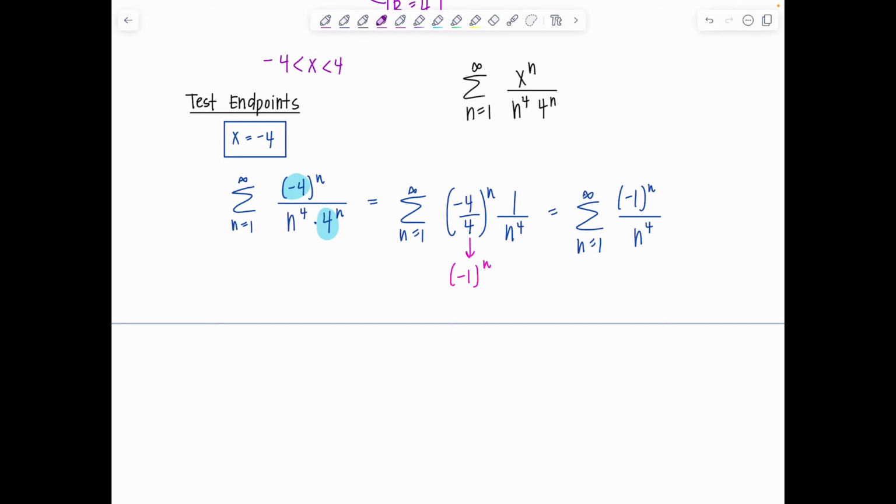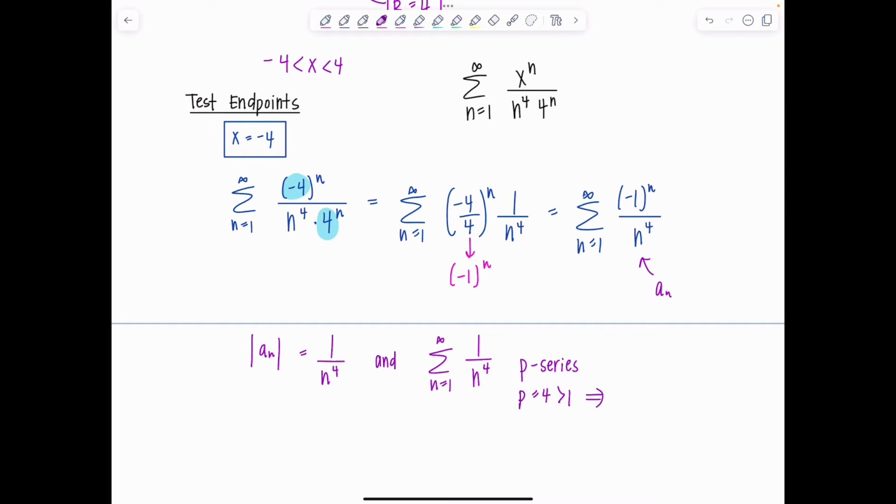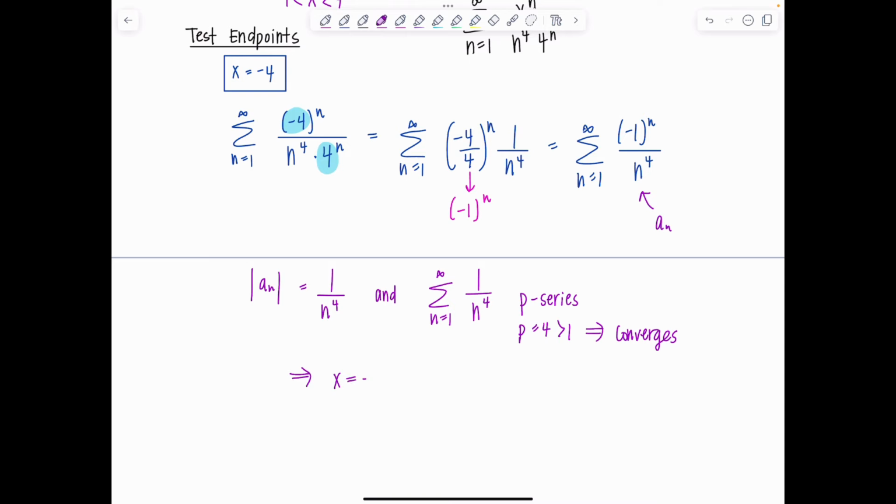So I'm going to say, hey, these terms here, that's a_n, and the absolute value of a_n is 1 over n to the 4th. And I know that the sum, n equals 1 to infinity, of 1 over n to the 4th is a p-series. p is 4, which is greater than 1, so it converges. That tells me x equals -4 is in the interval of convergence. It belongs to the interval of convergence. Done. You didn't have to do condition 1, condition 2 for AST. I think this is faster. If you hated this approach, then just do the AST, okay?